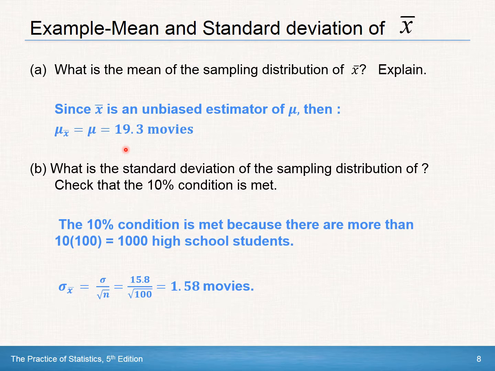So what's the standard deviation of the sampling distribution of x bar? Okay, number one, you have to check that 10% condition in context. The 10% condition is met because there are more than 10 times 100, or 1,000, high school students. So in context, what's your standard deviation? Notice the notation. The standard deviation of the sampling distribution is equal to the population standard deviation over the square root of your sample size. So 15.8 divided by the square root of 100 is 1.58 movies.